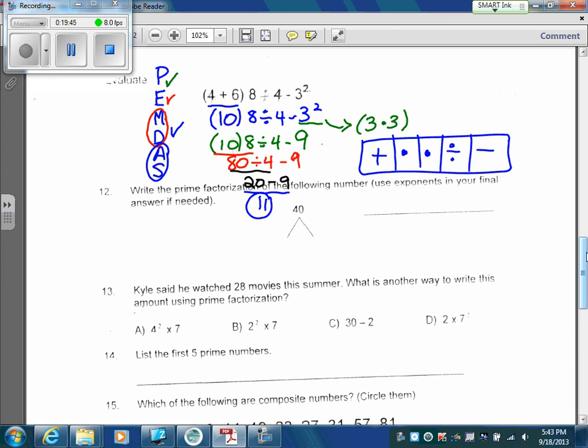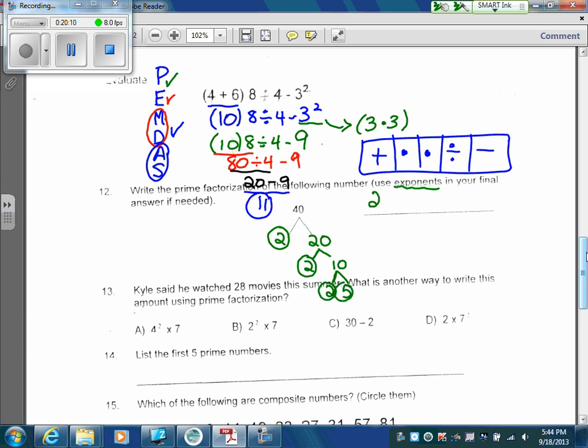Number 12 is write the prime factorization. Remember, prime means you're going to end up with all prime numbers. Use exponents in your final answer. So 4, I'm going to break down with 2 and 20. Circle 2 because it's prime and leave it alone. Break down 20, 2 and 10. 2 is prime, leave it alone. 10 is 2 and 5, both are prime, circle them, leave them alone.